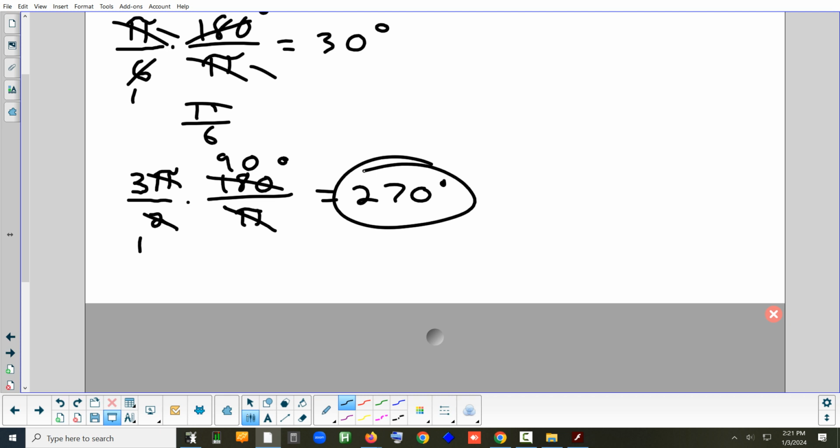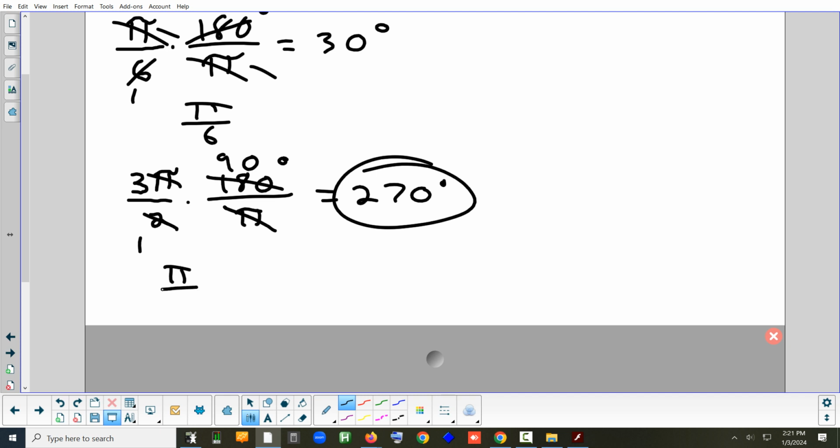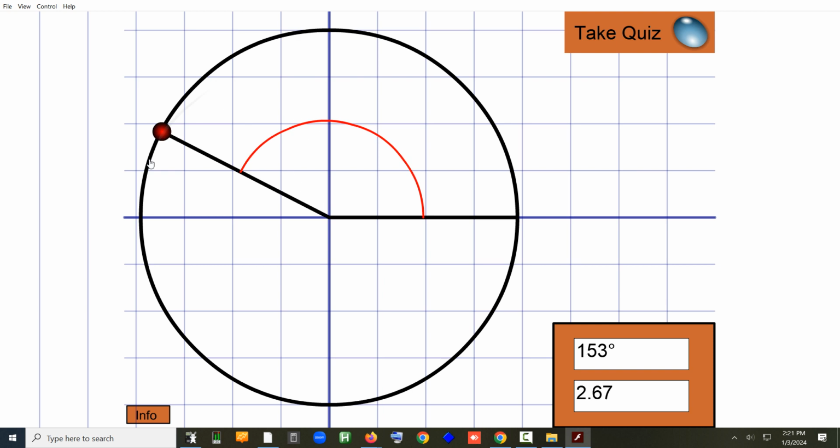Okay, any question on that? What would 180 be? Well, 90 would be pi over 2, and 180 is double. So what do you get if you double pi over 2? Pi. You just get pi. Yep. And if you go to 180, there you go. You get pi.